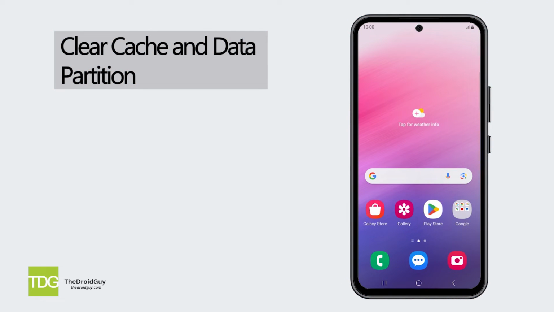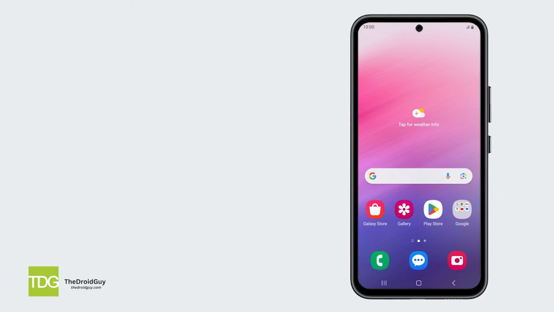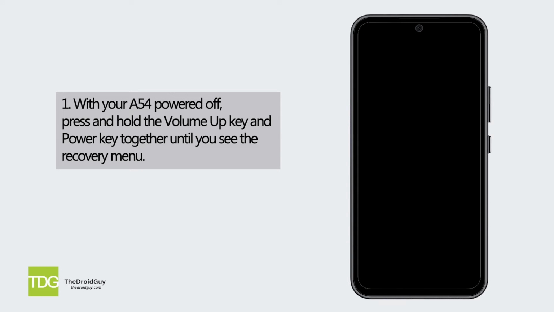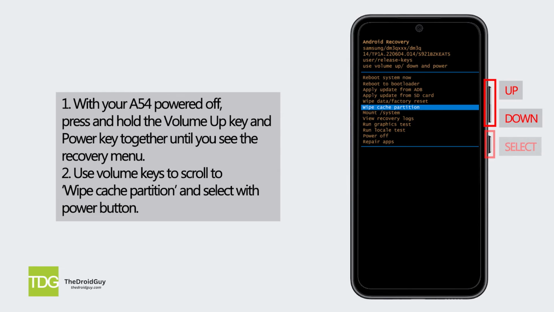Solution 3. Clear cache and data partition. Clearing temporary memory and data can fix underlying glitches affecting calling functionality. Here is how to wipe the caches. 1. With your A54 powered off, press and hold the volume up key and power key together until you see the recovery menu. 2. Use volume keys to scroll to Wipe Cache Partition and select with power button.